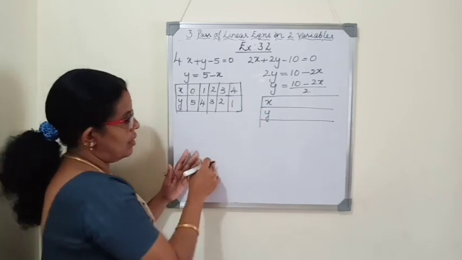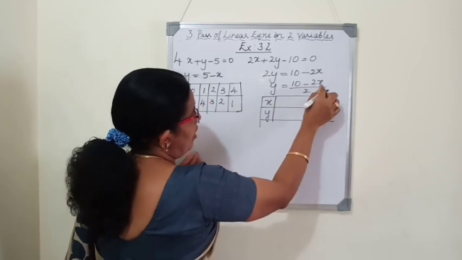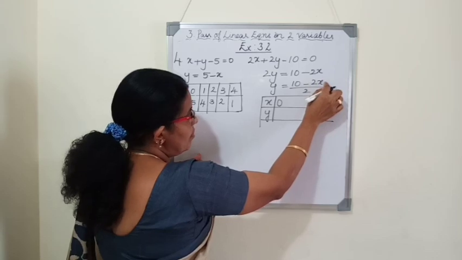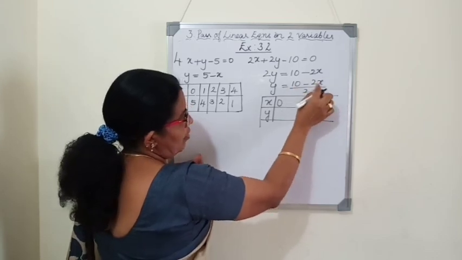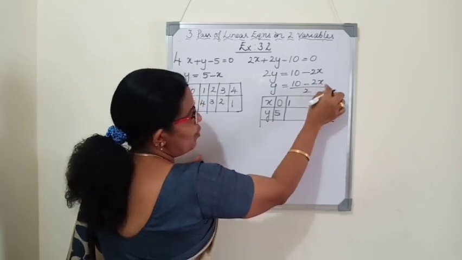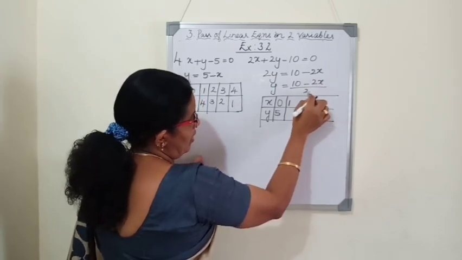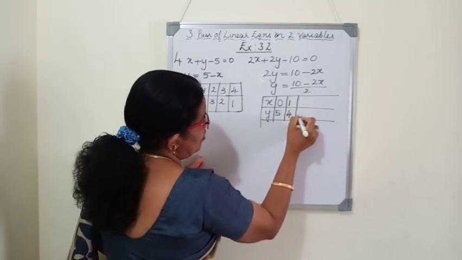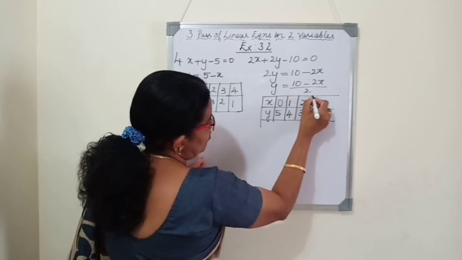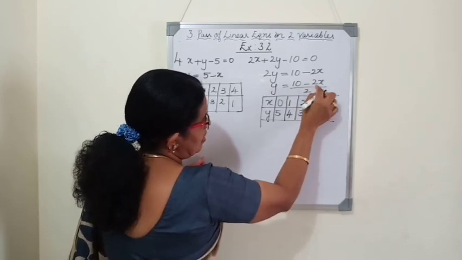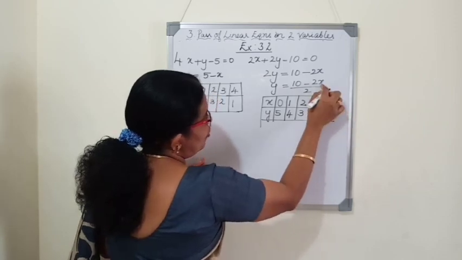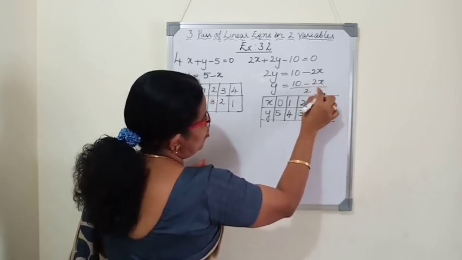Now we will do the second one. So here, the same x values we will give. When x is 0, 2 into 0 becomes 0. 10 minus 0, 10. 10 by 2 becomes 5. Again 1. 2 into 1, 2. 10 minus 2, 8. 8 by 2, 4. 2. 2 twos are 4. 10 minus 4, 6 by 2, 3. 3. 3 twos are 6. 10 minus 6, 4. 4 by 2, 2. 4. 4 twos are 8. 10 minus 8, 2 by 2, 1.